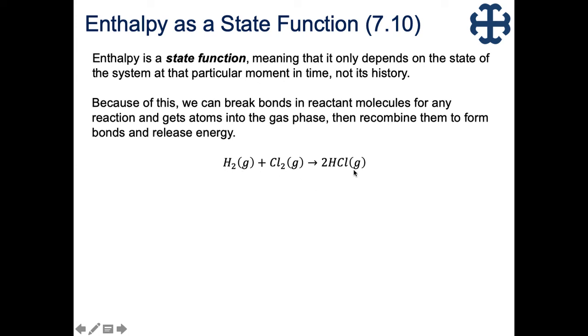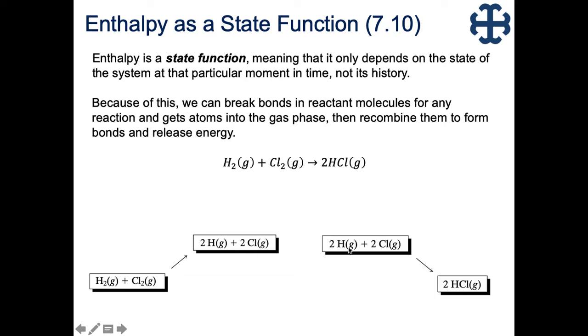Say we have this chemical reaction where we have H2 plus Cl2 makes 2 HCl. We could, as a first step, break the bonds in H2 and Cl2, and if we broke those bonds, we would end up with 2 moles of H atoms in the gas phase and 2 moles of Cl in the gas phase, and then we would take those and recombine them to make 2 moles of our product, HCl.